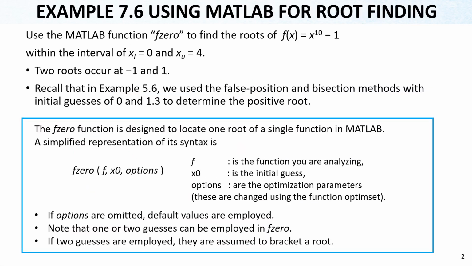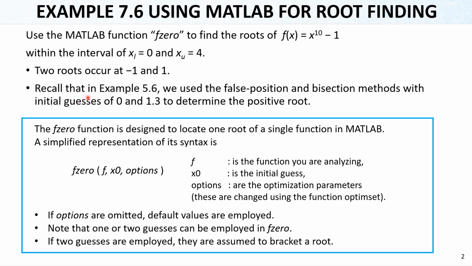In this slide, you can see an example for using MATLAB to find the roots of a polynomial, and we will use the fzero function to find the roots of this x to the power 10 minus 1 polynomial. We want the interval to be between lower bound 0 and upper bound 4. fzero accepts two initial guesses, which will be the lower and upper bounds. We know that the two roots will occur at minus 1 and 1 because this is x to the power 10, an even number, so there will be multiple roots.